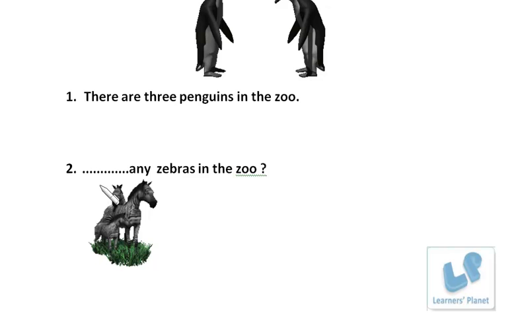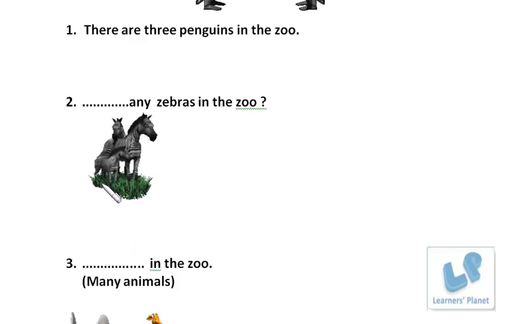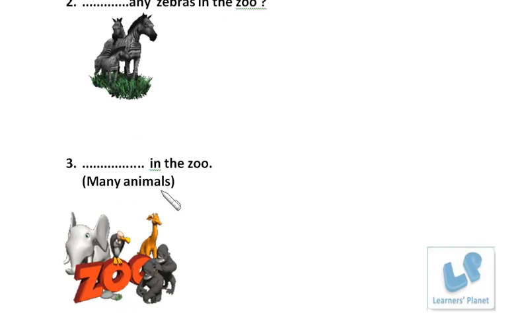Are there any zebras in the zoo? Zoo में कोई zebras हैं या नहीं? Okay. Now, many animals in the zoo. So there are many animals in the zoo. Zoo में बहुत सारे जानवर हैं. Okay.